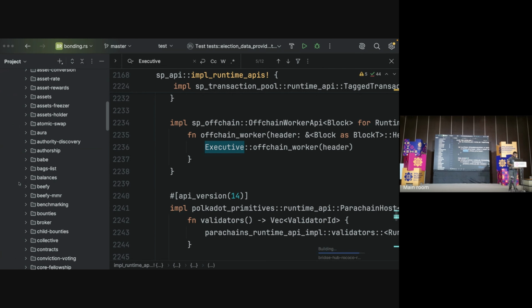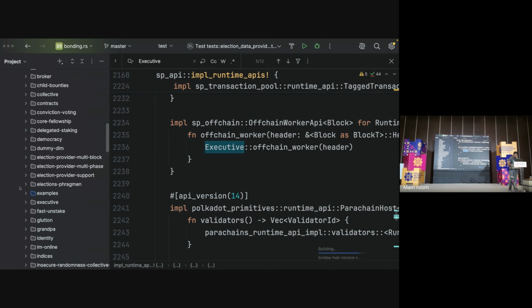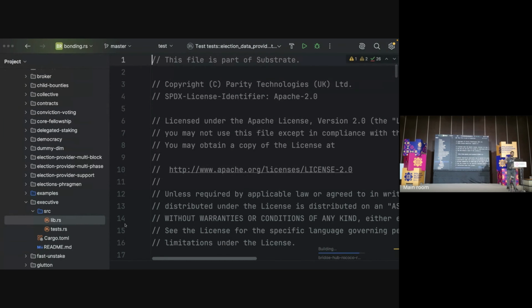Even executive is here. It's not exactly a pallet. It will not have the usual things that you see in a pallet, but it's also inside frame.